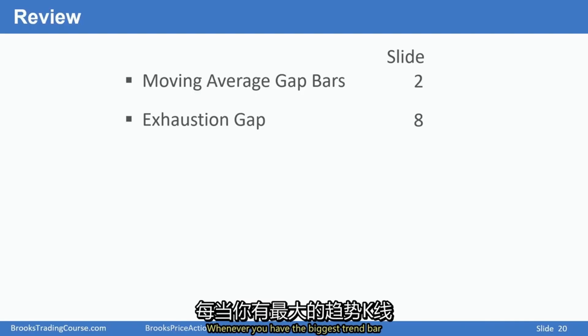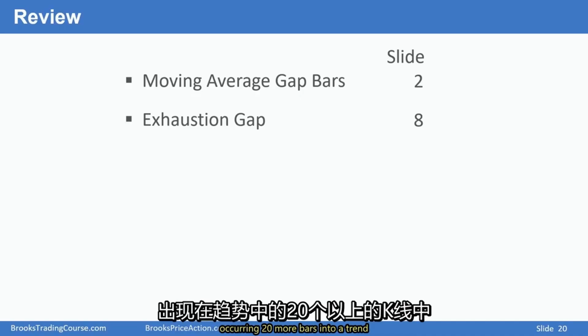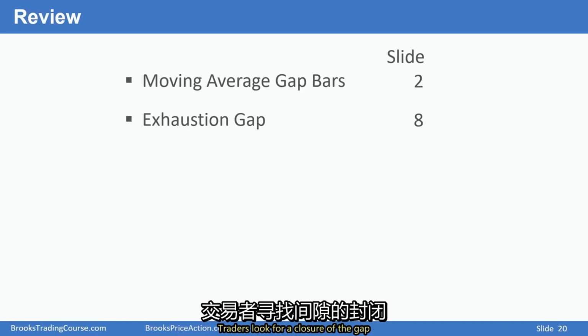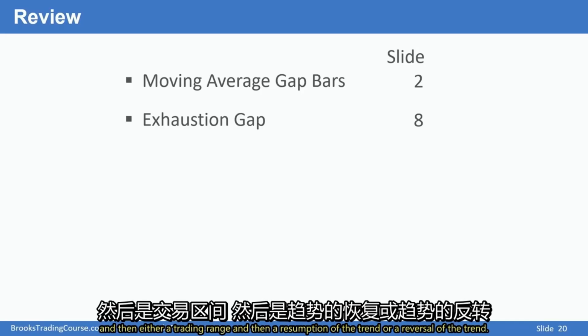Exhaustion gaps. Whenever you have the biggest trend bar occurring 20 or more bars into a trend, it's more likely to be an exhaustive end of the trend than the start of an even stronger leg of the trend. Traders look for a closure of the gap and then either a trading range and then a resumption of the trend or a reversal of the trend.